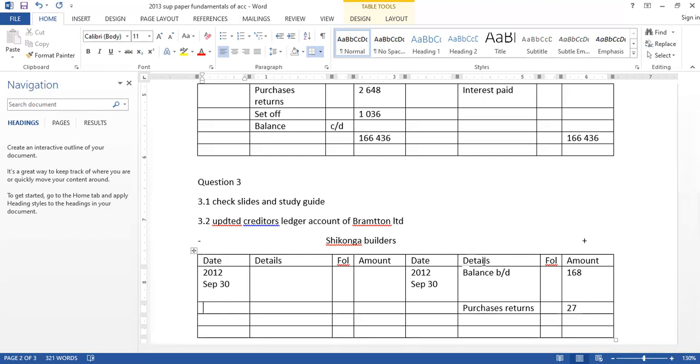Why did we remove the 75 for purchases? If you look at the additional information there, you are told that sales made by Chikongo builders on the 9th of September, so you look in your supplier statement on the 9th of September, were to Brains Ltd. So this simply means that our suppliers recorded that we made a purchase of 75, which we did not do, but it belongs to Brains Ltd.